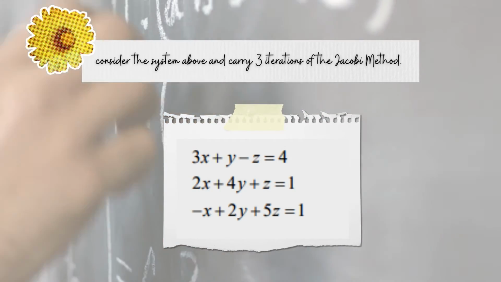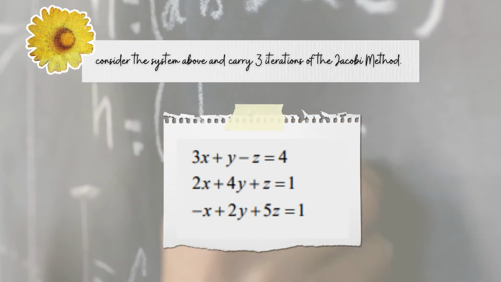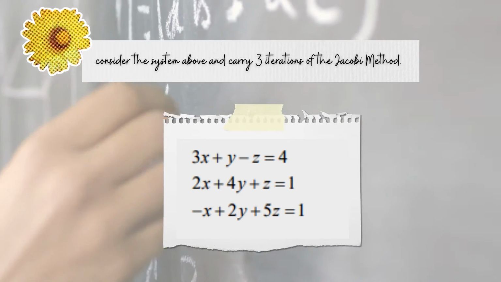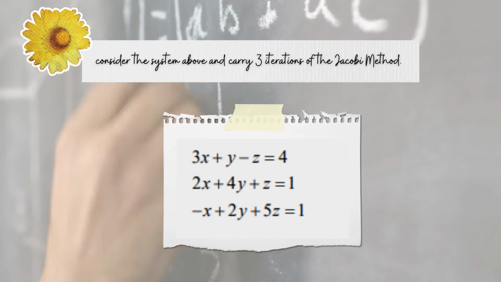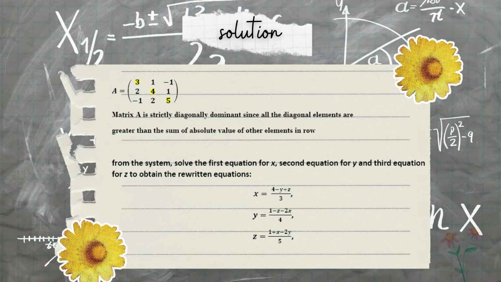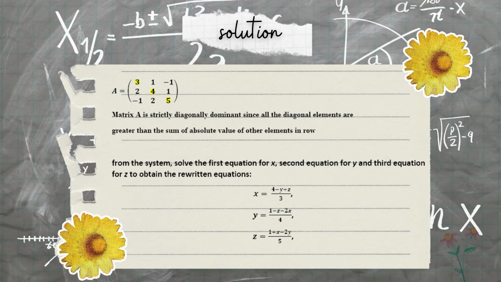Consider the system and carry out 3 iterations of the Jacobi method. Given the system 3x plus y minus z equals 4, 2x plus 4y plus z equals 1, negative x plus 2y plus 5z equals 1. Okay, let's look at the solution. Given matrix A, 3, 1, negative 1, 2, 4, 1, negative 1, 2, 5. As we can see, matrix A is strictly diagonally dominant because the diagonal elements 3, 4, 5, as highlighted in the matrix, are greater than the sum of the absolute values of the other elements in the row.